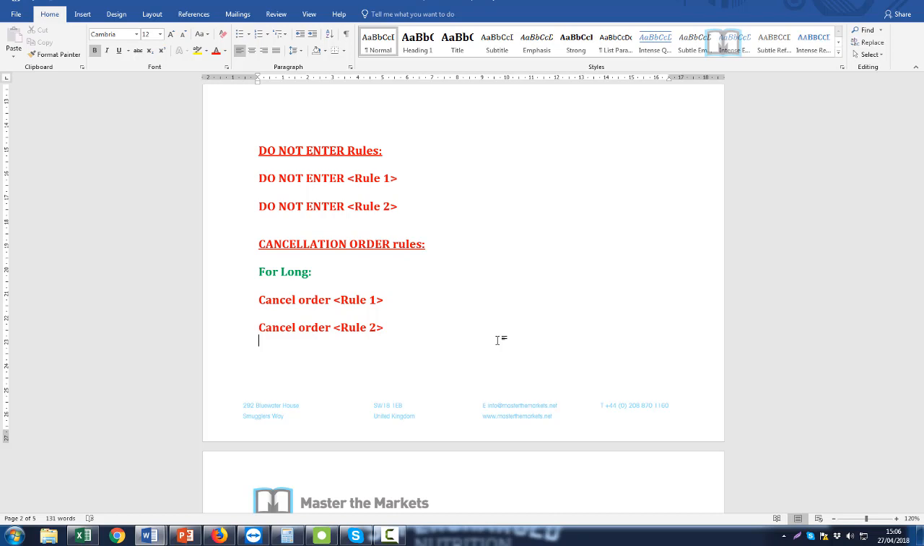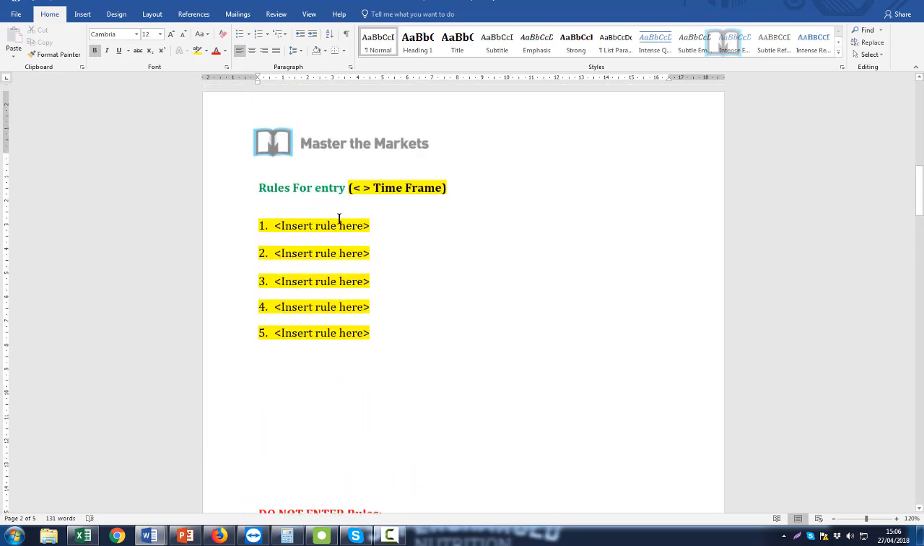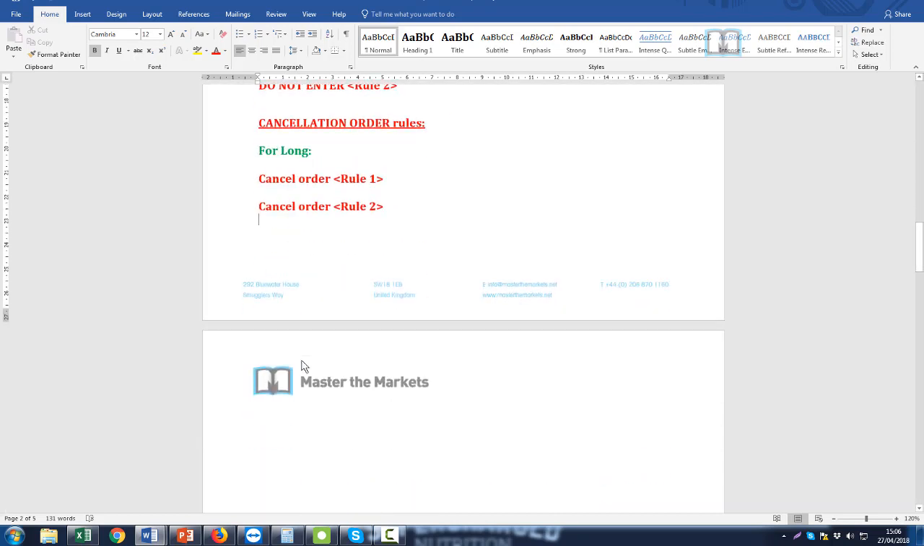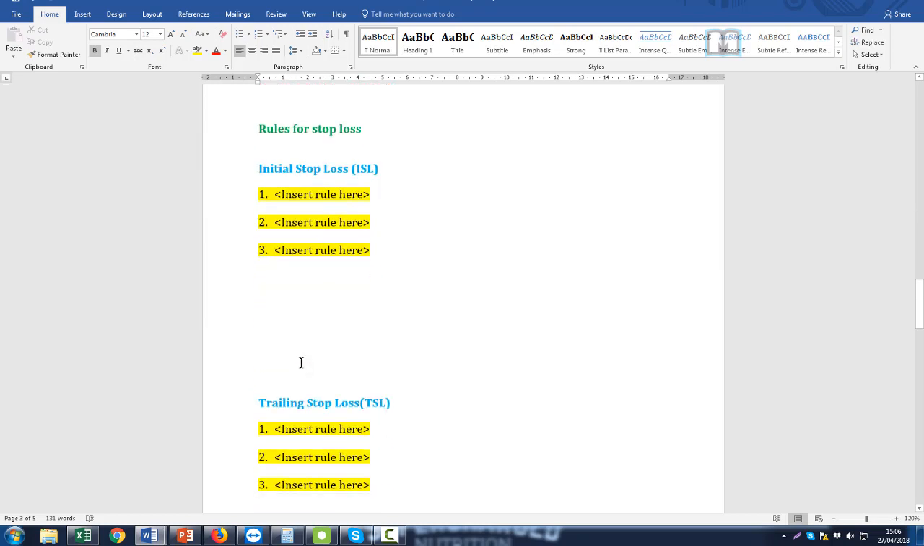But a cancellation order rule is about what happens in the market, once you've placed your pending order, for you to then cancel that order. What makes that order invalid? That's what a cancellation order rule is. So you need to take these all into account. And of course, every single crib sheet here at Master the Markets has this information inside because we're clear about what we should and shouldn't be taking.